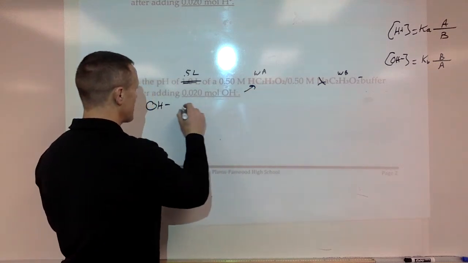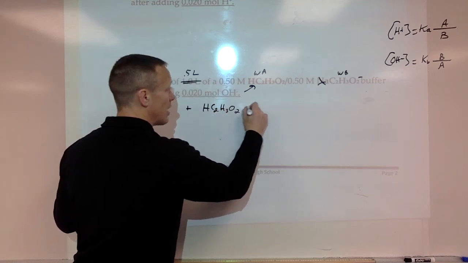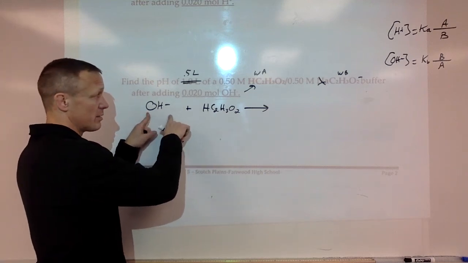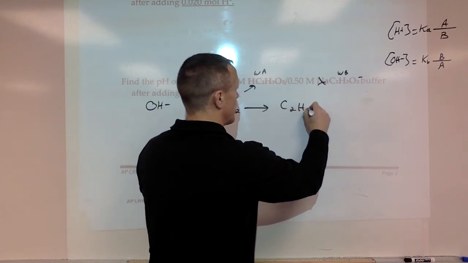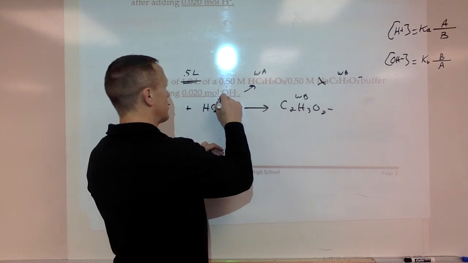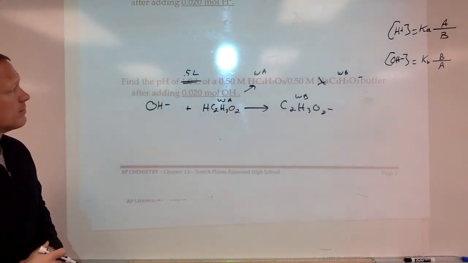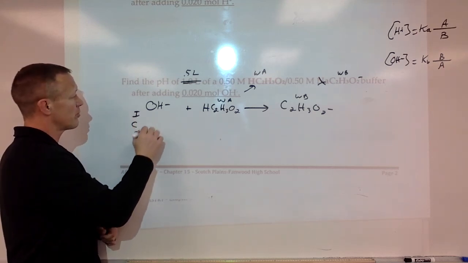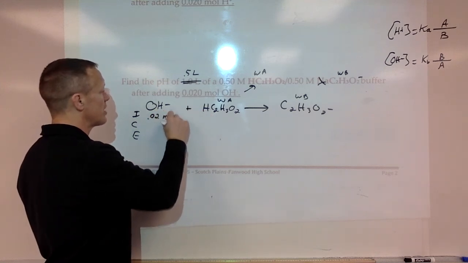It's going to react with the acid in a one-sided arrow. Okay, it's a stoichiometry. These are going to react until all of these are gone, if there's enough of those molecules to react them off. And we're going to make more of our conjugate base. So let's do our ice table. Initial, change, equilibrium. We're adding in 0.02 moles of OH negative.